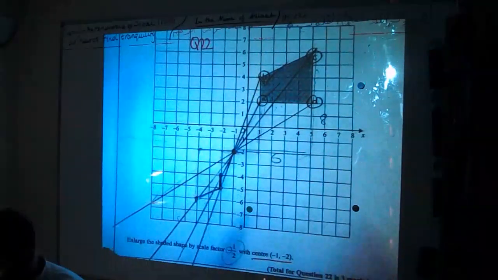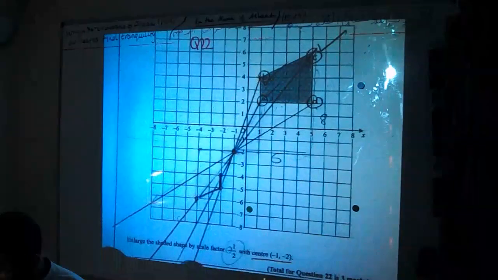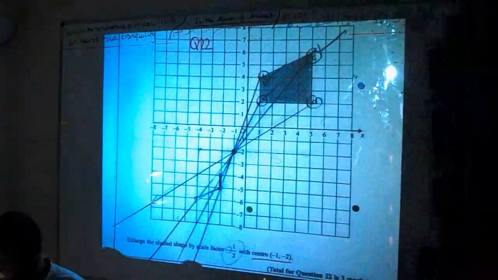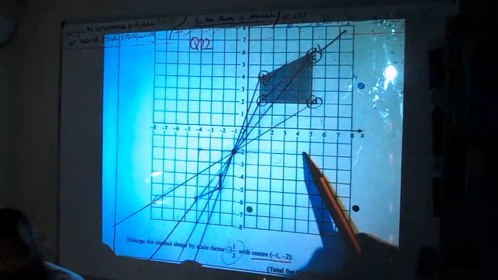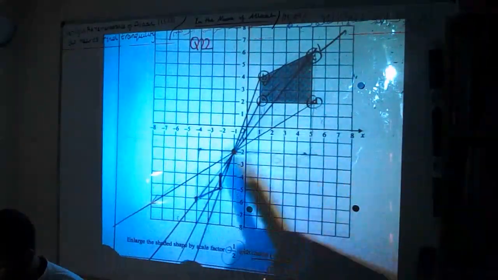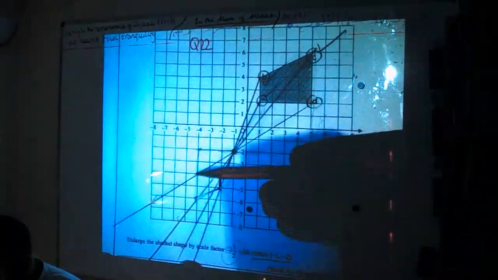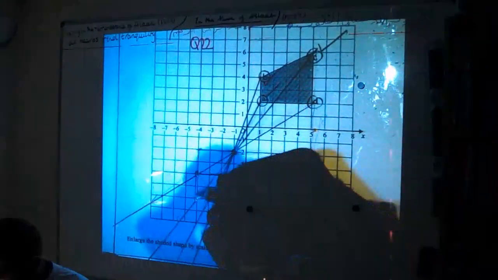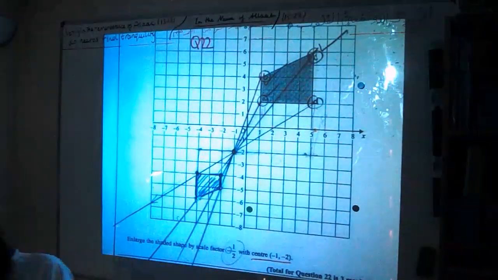That part's done. Next, now we're going to do D. So to get from the center to D is going to be 1, 2, 3, 4, 5, 6 across, and 1, 2, 3, 4 up. So the half of 6 across is 3 across. 1, 2, 3. Half of 4 up is going to be 2 down. So it's going to be here. Now we can join the shape up. And that is our new shape.